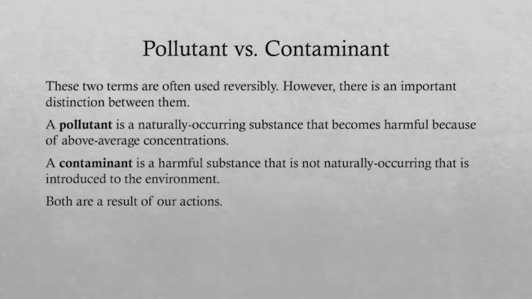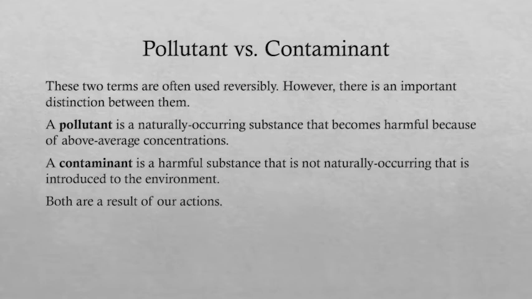Now, before we dive further into air pollution, let us first define the difference between pollutants and contaminants. These two terms are often used interchangeably. However, there is an important distinction between these two terms. A pollutant is a naturally occurring substance that becomes harmful because of above-average concentrations. That means that it is naturally occurring, but human activities have introduced excessive concentrations of this substance. So even though it is naturally occurring, at elevated concentrations it still poses risks and dangers to the environment.